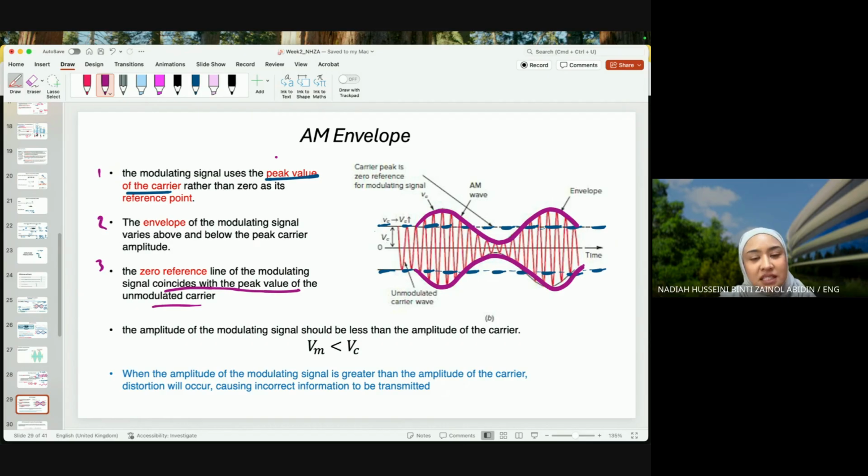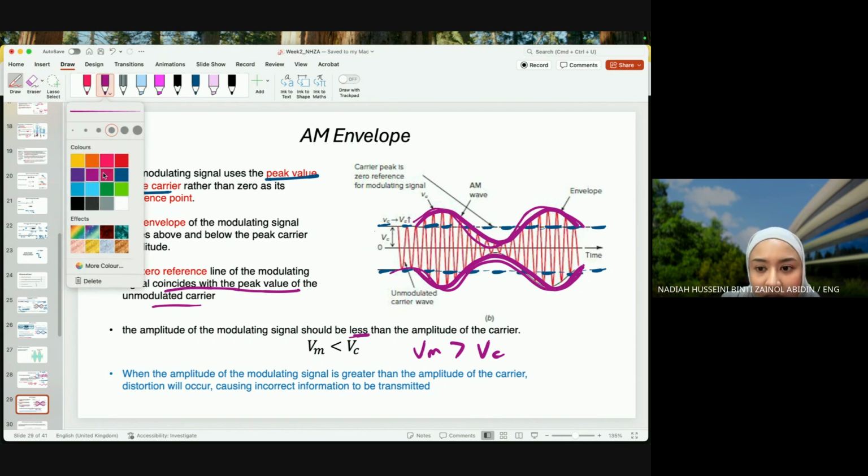It's emphasizing that the modulating signal can only modulate at the reference line of the peak carrier signal. So these 3 points mean the same thing. The amplitude of the modulating signal should be less than the amplitude of the carrier. So what if Vm is higher than Vc? What would happen? Let's see.